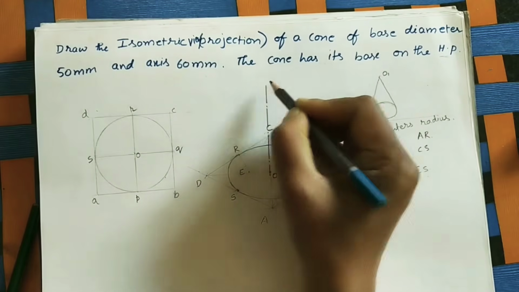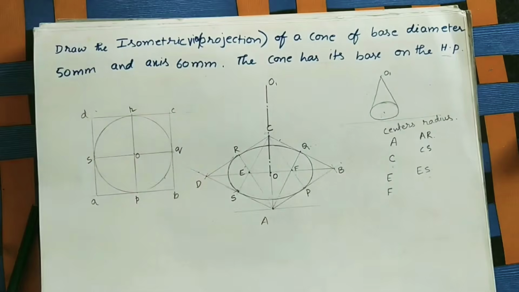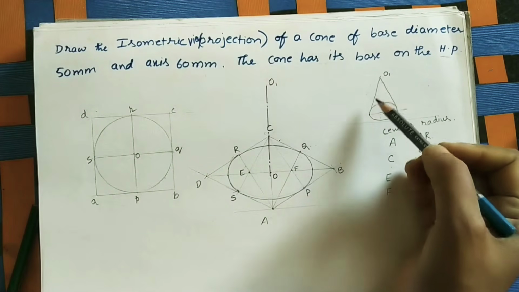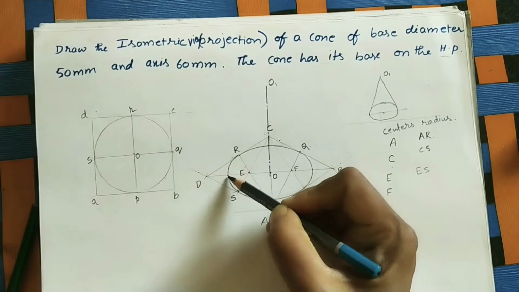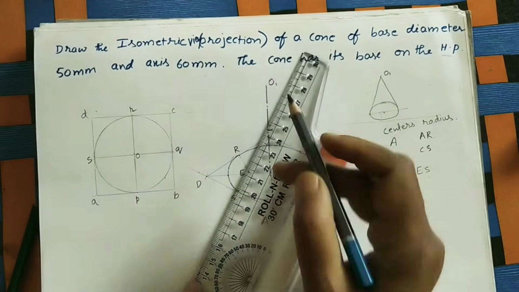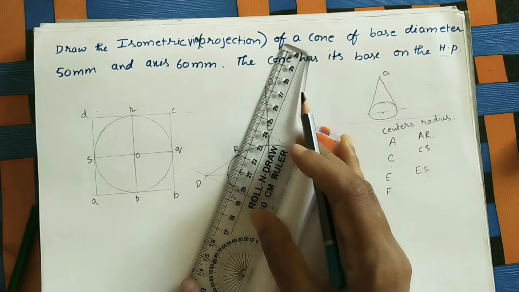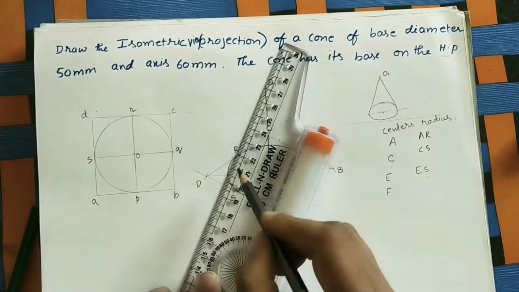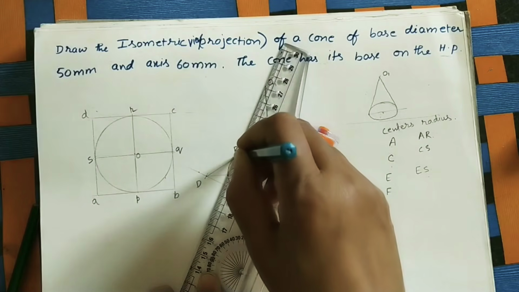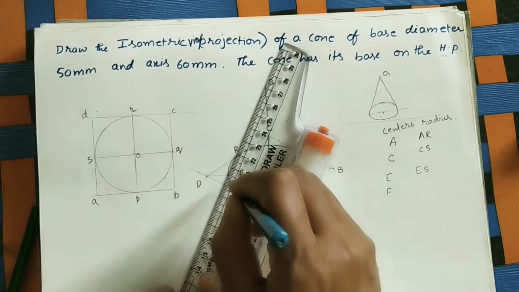Okay, this is the end of the apex. I am taking this as O1. After getting the apex, draw these inclined edges. We can call them generators also. Join this point to this point to this point. If you are joining the apex to this point, here some part of the curve is coming. That's why draw up to this point. The line should not cross this arc.